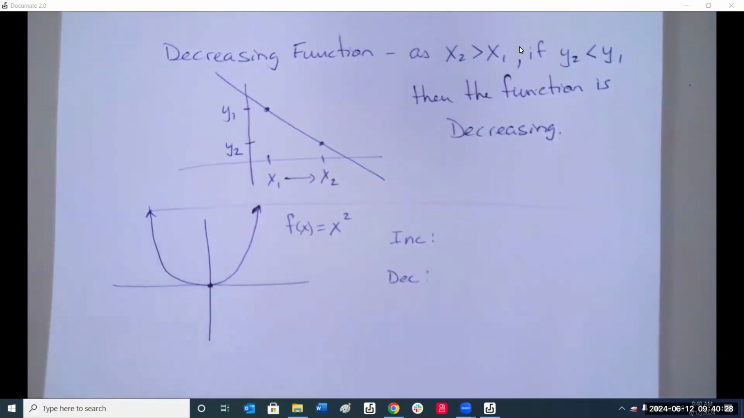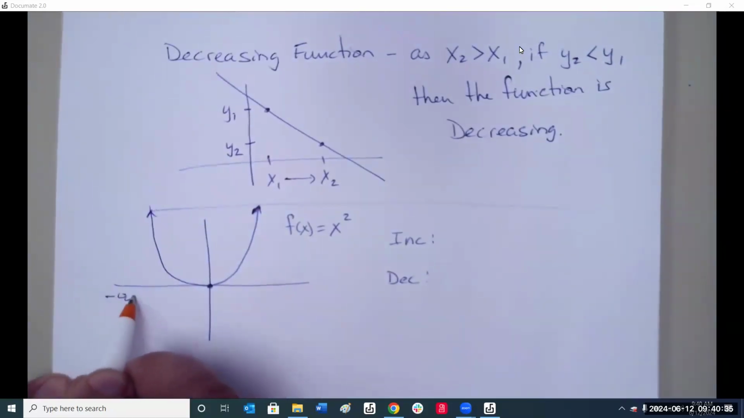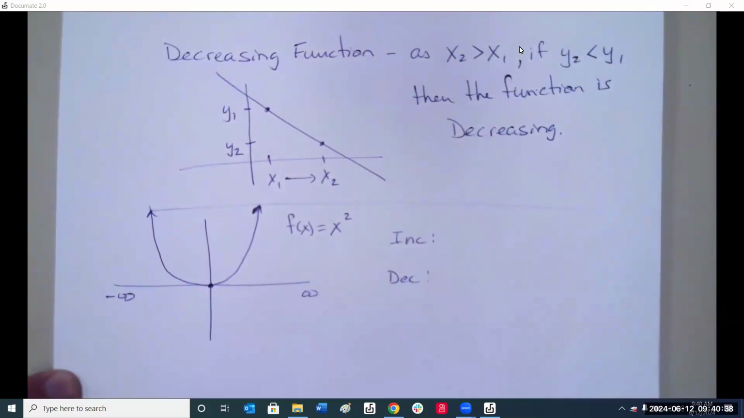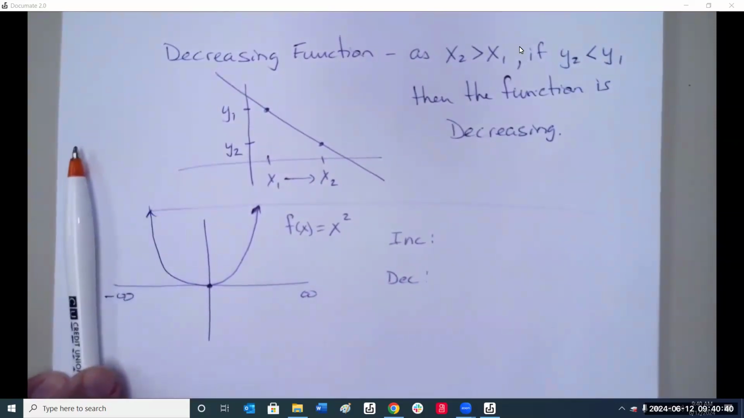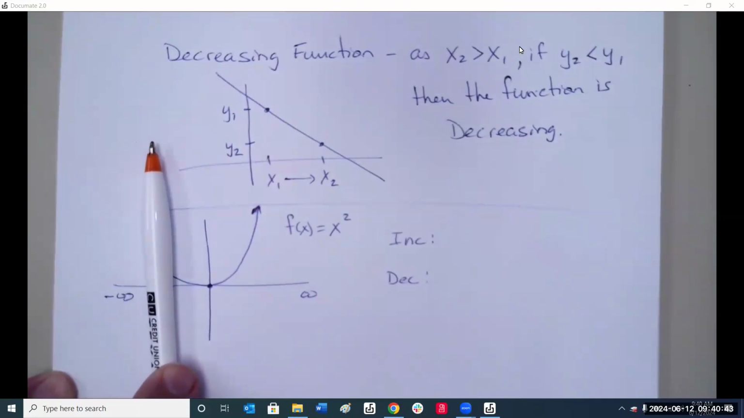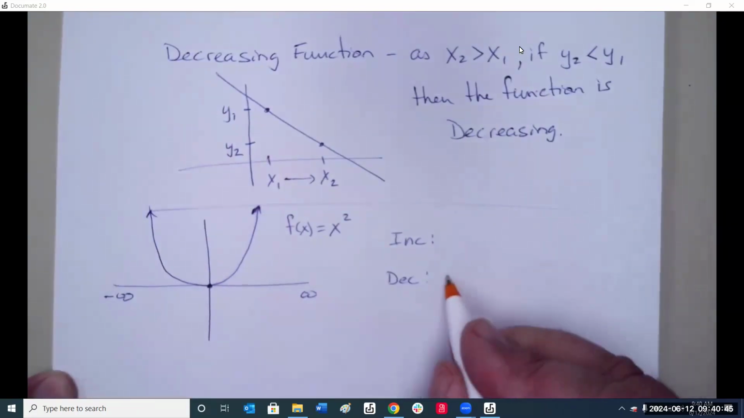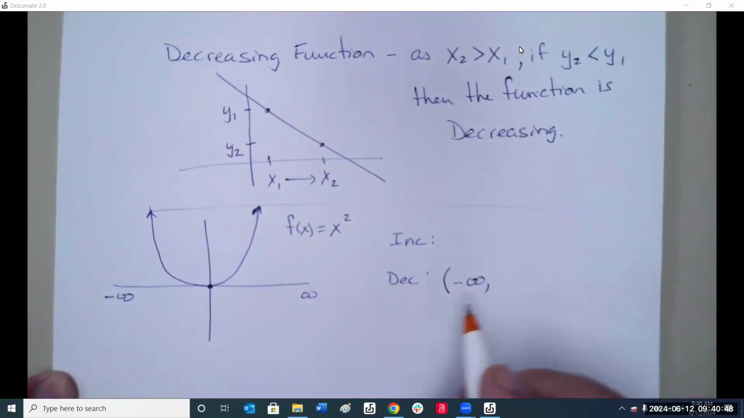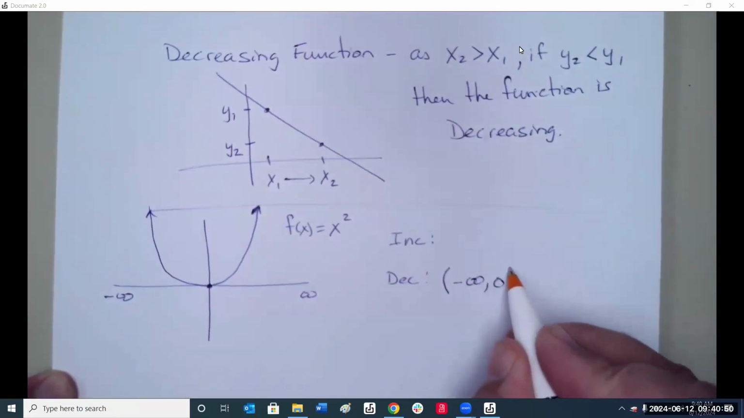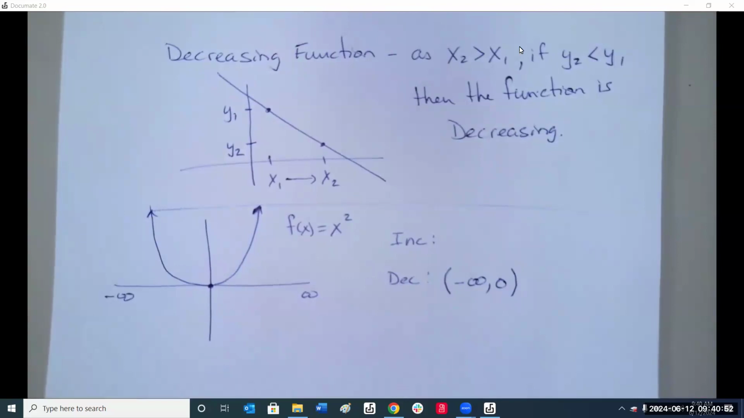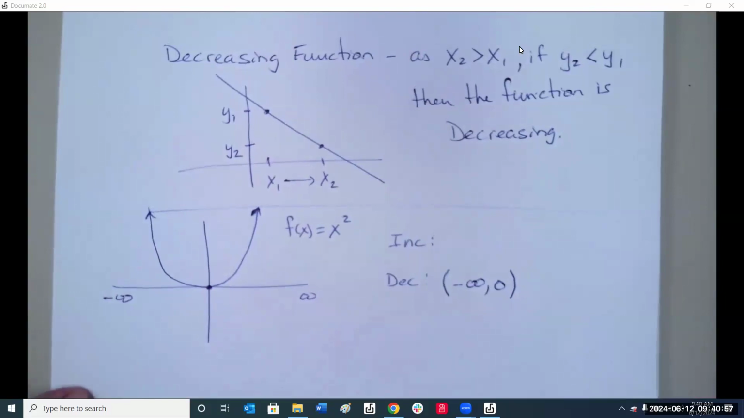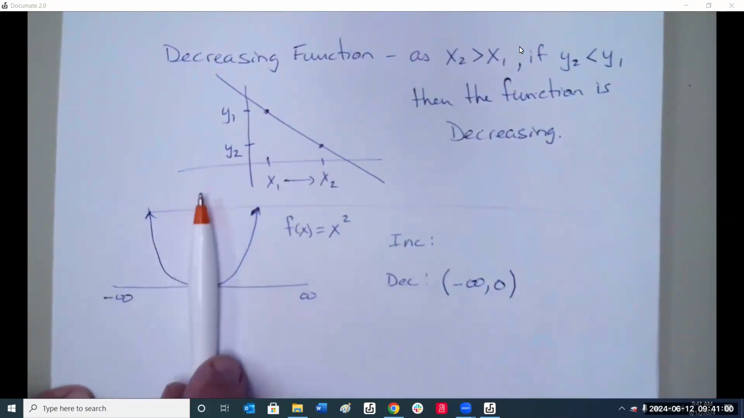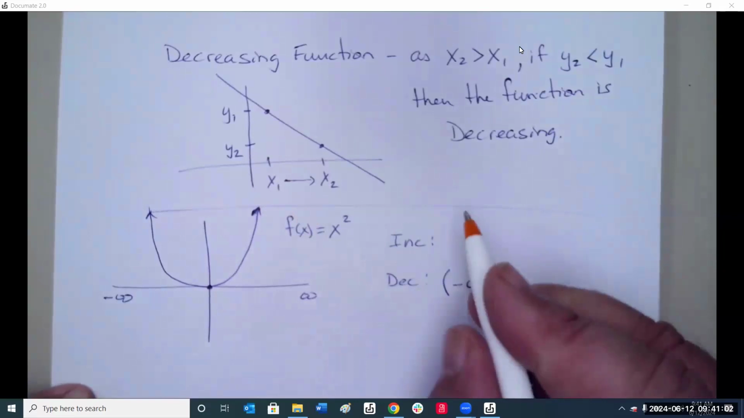So where is it decreasing? Where is the graph going down? Here it goes from negative infinity. Put your pen here, you're going this way. It starts going down from negative infinity all the way to 0. And then where does it start going up? Well, at 0 it starts going up, to positive infinity.